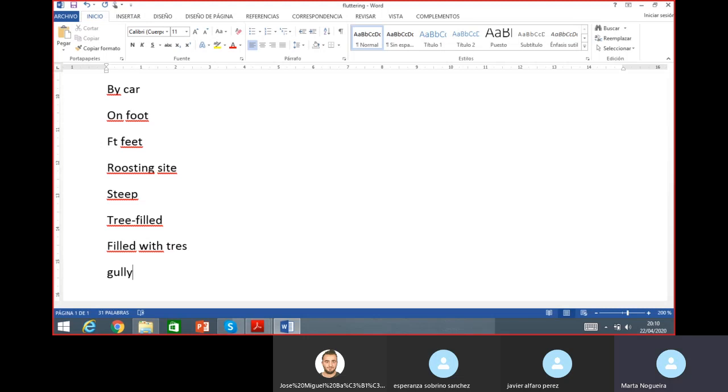¿Vale? O sea, les quedan 12.000 kilómetros, vamos a decir kilómetros, no sé cuántos feet son en kilómetros, ¿ok? Eso no corresponde. Les quedan 12.000, vamos a decir, kilómetros para ver los sitios de anidación que están en una zanja llena de árboles empinada.